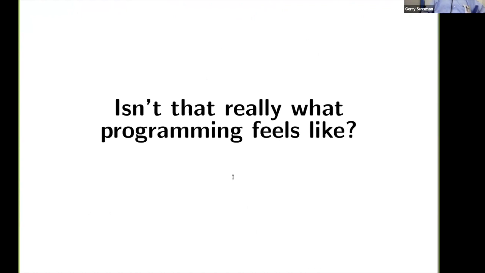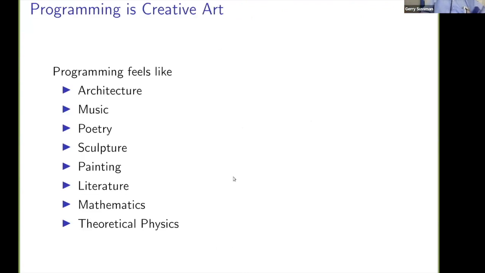So isn't that what programming really feels like? Think about that for a second. It certainly feels like that to me. Programming is more like this. It's a creative art. It feels like designing a building or writing a piece of music or poetry, or making a sculpture or a painting or literature. Or for me, I'm not good at those things, but I like mathematics and theoretical physics, and it feels like that. We're building a pretty theorem or a nice theory of a physical phenomenon. That's what it feels like.